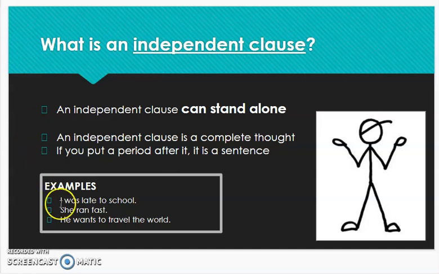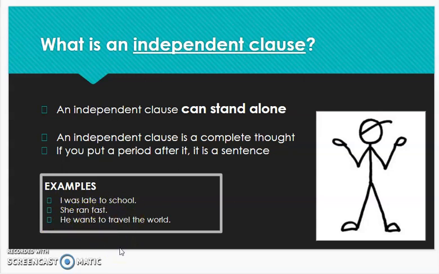These are some examples. I was late to school. She ran fast. He wants to travel the world. Well, what makes these sentences complete thoughts? What makes them complete thoughts is that they have a subject and a verb. I was late to school. I is my subject, was late is the verb. She ran fast. She is the subject, ran is the verb. He wants to travel the world. He is the subject, wants to travel is the verb.